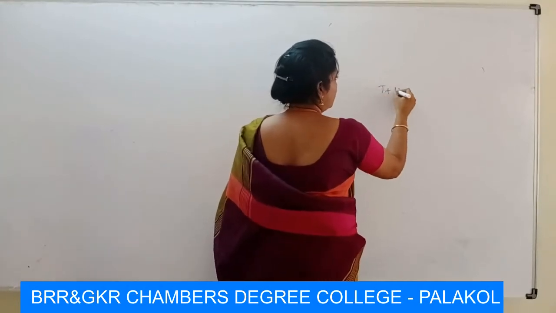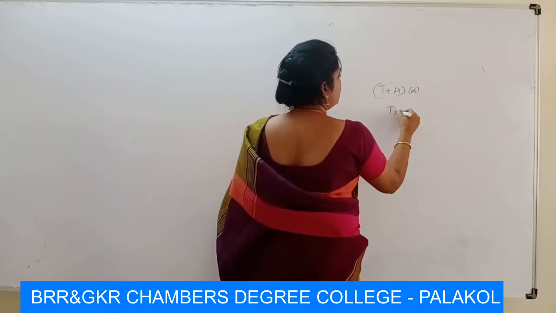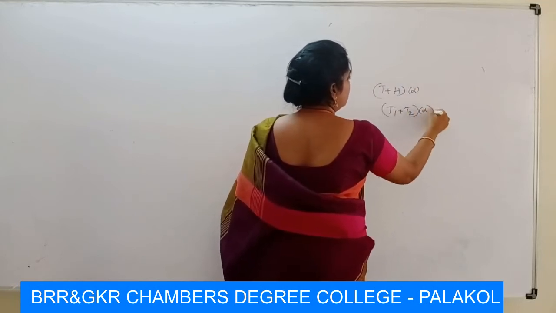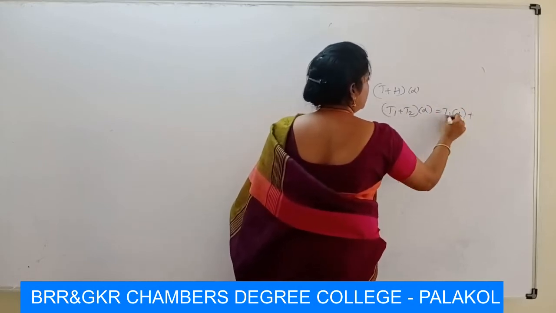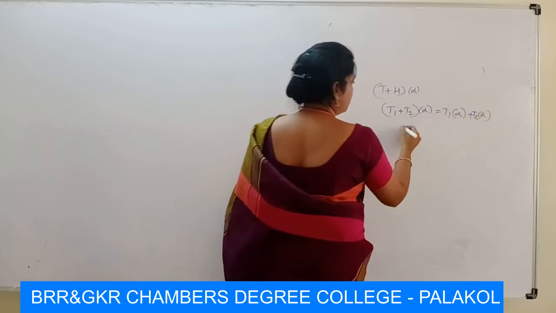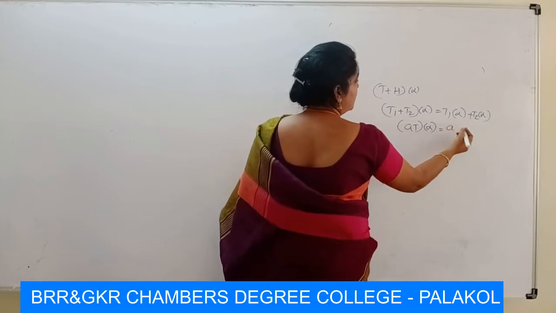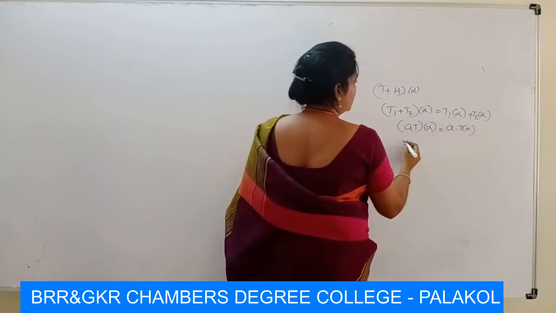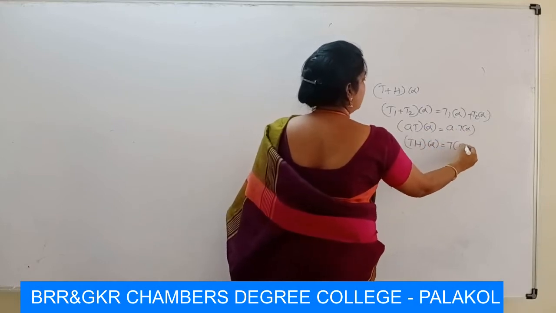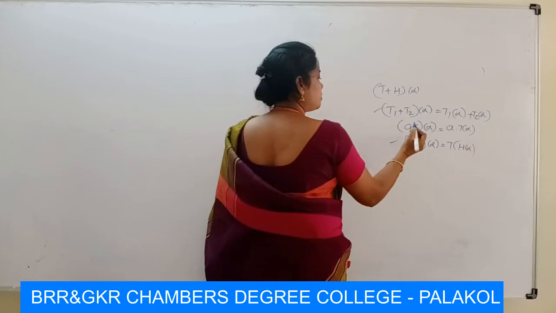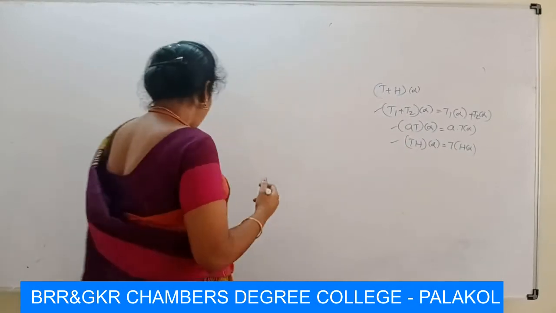That is T plus H of alpha, or T1 plus T2 of alpha, is read as T1 of alpha plus T2 of alpha. That is the sum of the transformations, and scalar multiplication with the transformation is A into T of alpha, and the product of the transformations TH of alpha is T of H of alpha. So these two are transformations. This is also a transformation, A into T of alpha. So now we see the theorem.